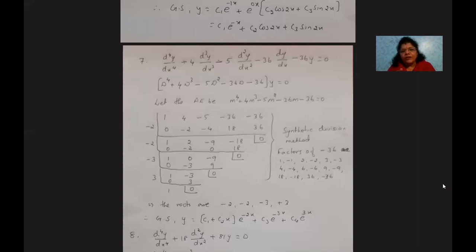The coefficients from the highest order are 1, 4, minus 5, minus 36. Now the synthetic division method. What is the synthetic division method, and how do we solve with it?